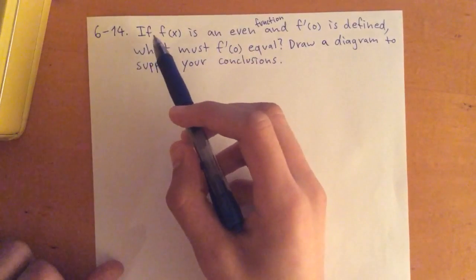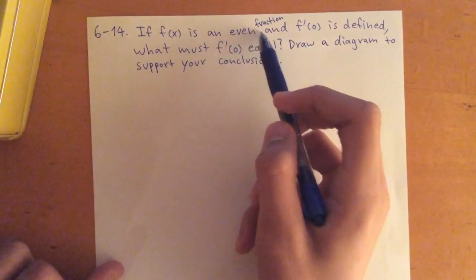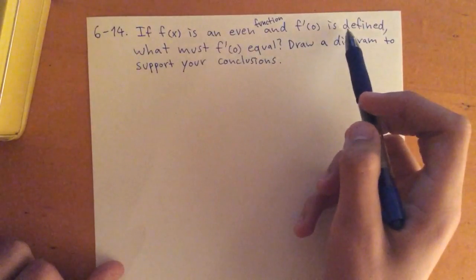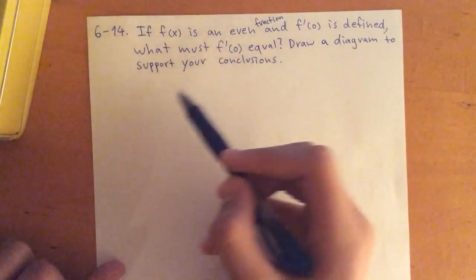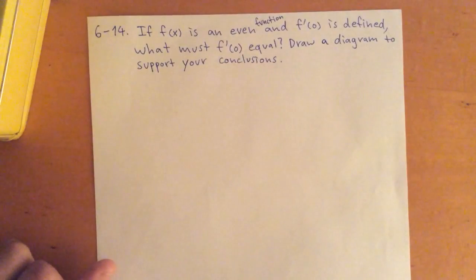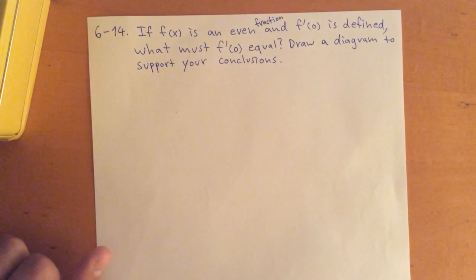So the question asks, if f of x is an even function and f prime of 0 is defined, what must f prime of 0 equal? Draw a diagram to support your conclusions. So let's break this down by the information that we're given.